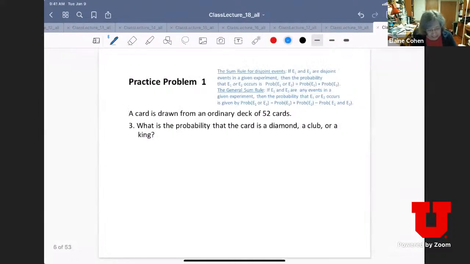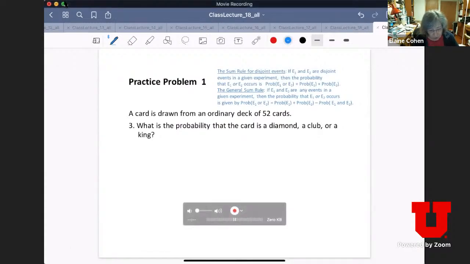Let's look at some examples. Okay, so we have a card is drawn from an ordinary deck of 52 cards. What's the probability that the card is a diamond, a club, or a king? Now this is an interesting problem because we can solve it two ways. Let's take the easier way first, okay?